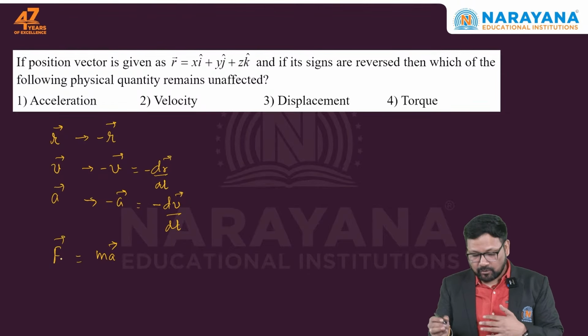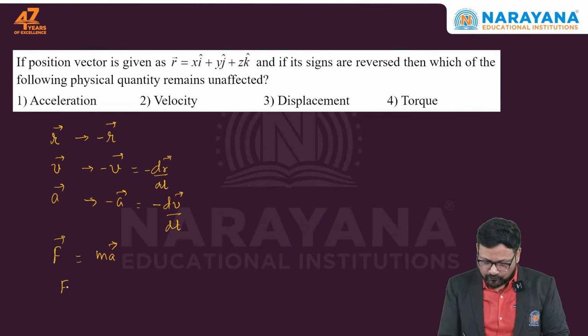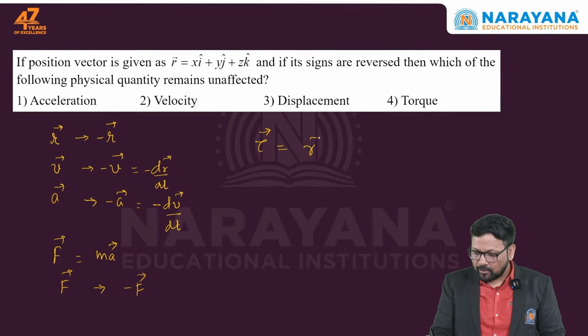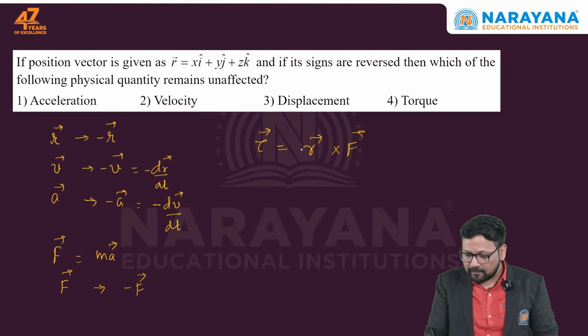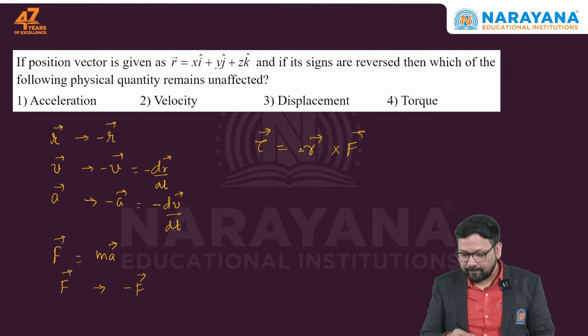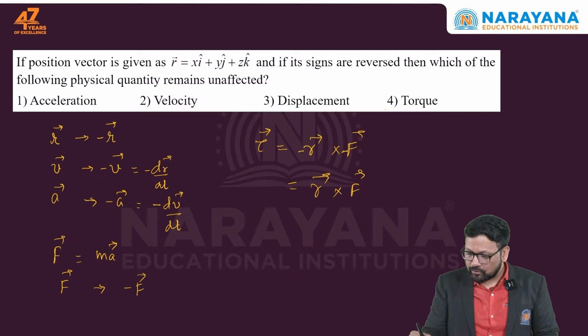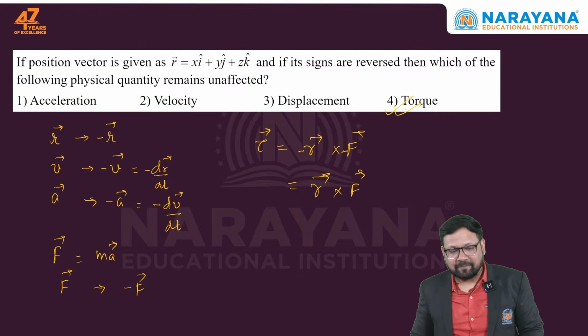So F is also becoming minus F. Force earlier was F, now becoming minus F. We know that torque is equal to R cross F. But just as we have discussed, R is changing its sign, the question has given it, and because of that force is also changing its sign. So it will remain R cross F. So torque will not change its sign.